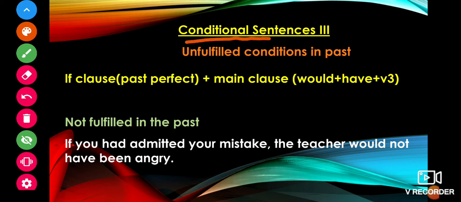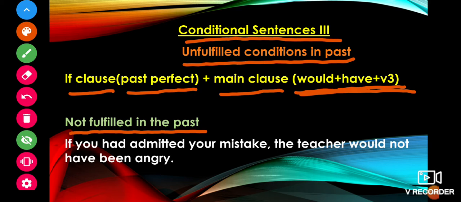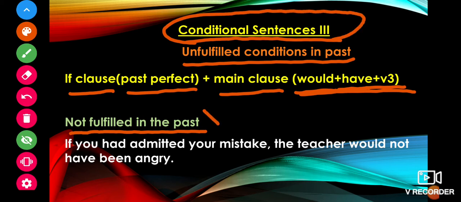which is conditional sentence 3 or unfulfilled conditions in the past. Now here, if clause is in past perfect tense and the main clause has this formation, would plus have plus V3, not fulfilled in the past. That means whatever condition is given in conditional sentence 3, that condition was not fulfilled in the past and we are talking about that same condition in the present.